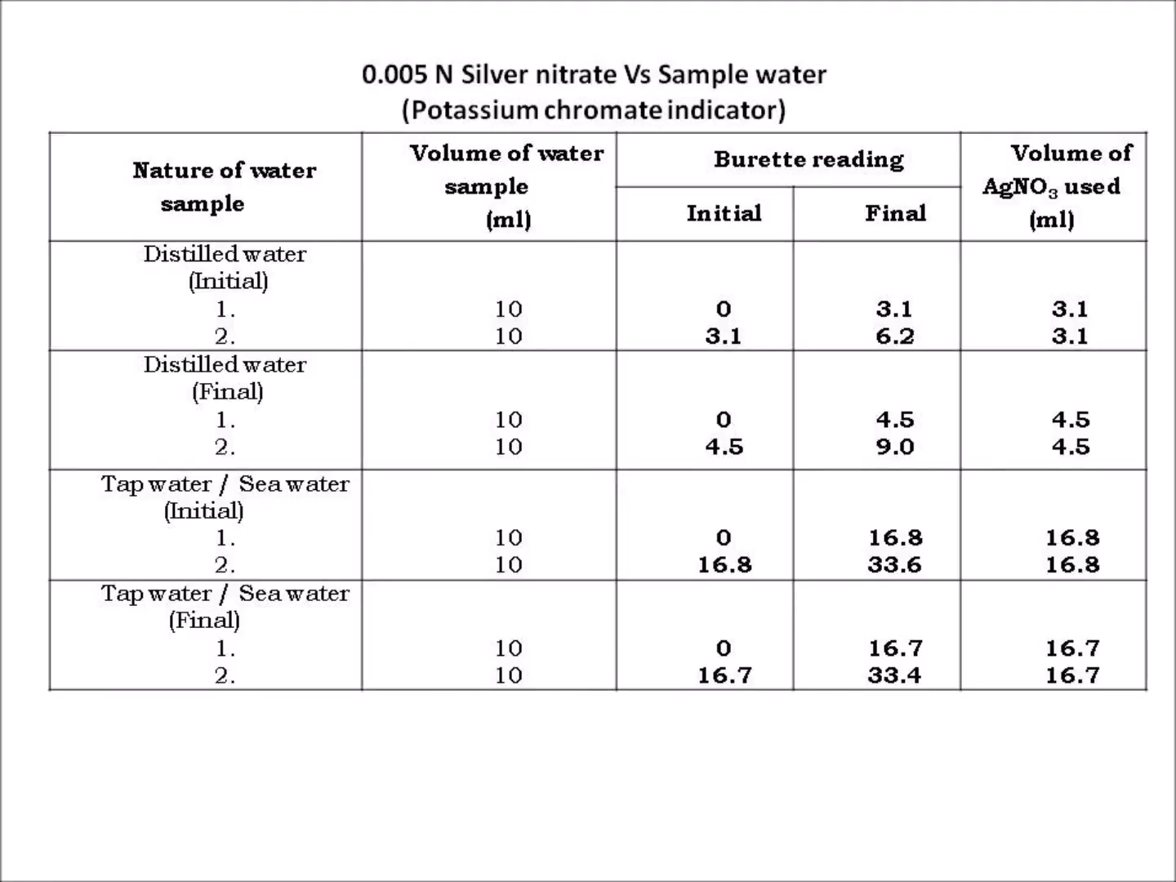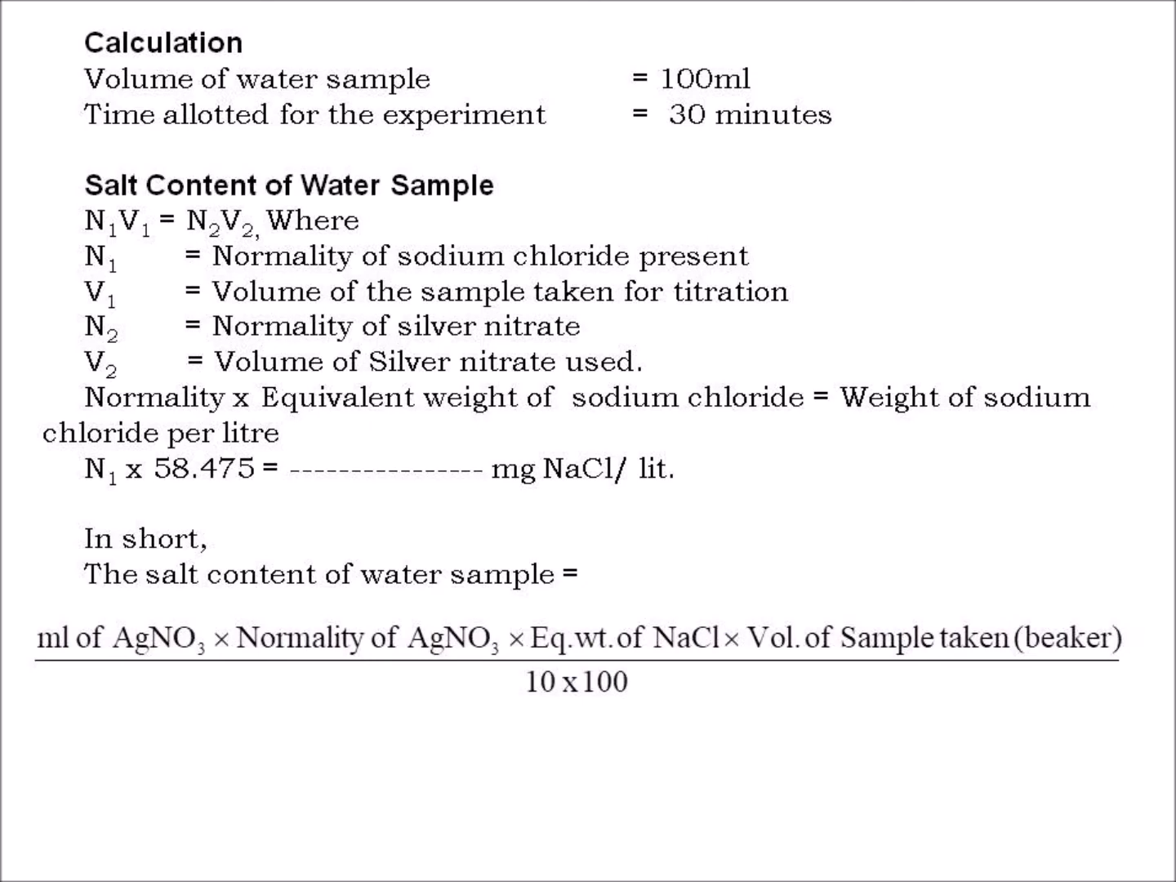In this table, the titer values are tabulated. See the nature of water sample like distilled water initial, then final, tap water or sea water initial and final, like this. Volume of water sample taken is 10 ml in all. Burette reading is also noted and the volume of silver nitrate used is also given.